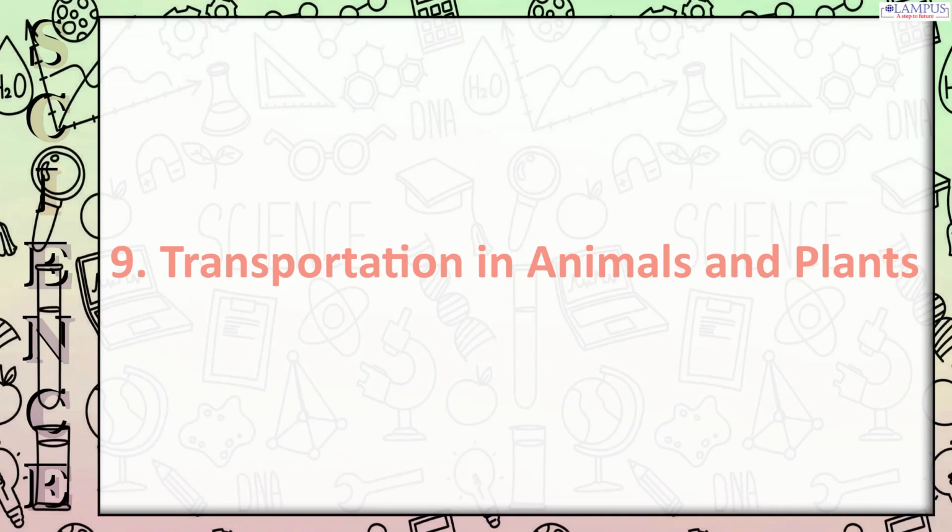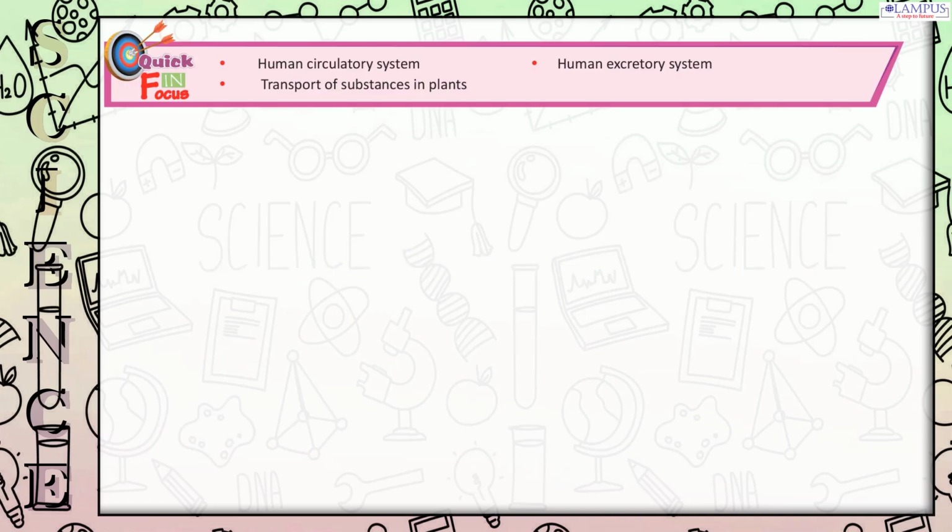Chapter 9. Transportation in Animals and Plants. Human circulatory system. Human excretory system. Transport of substances in plants.